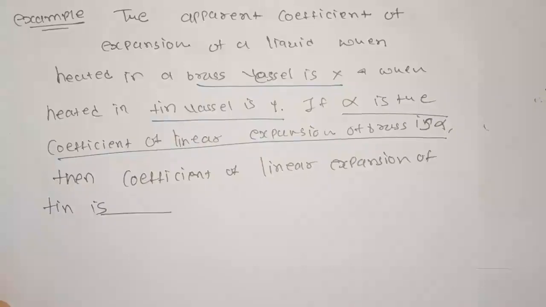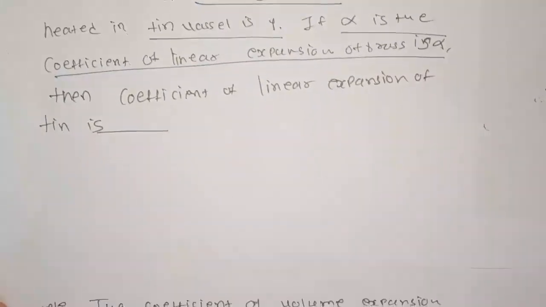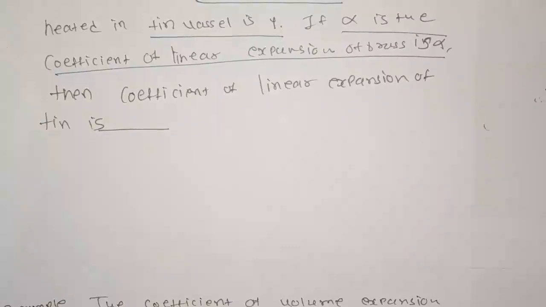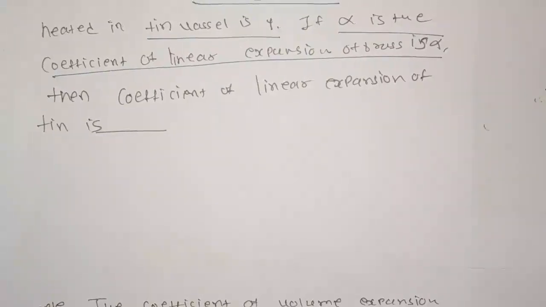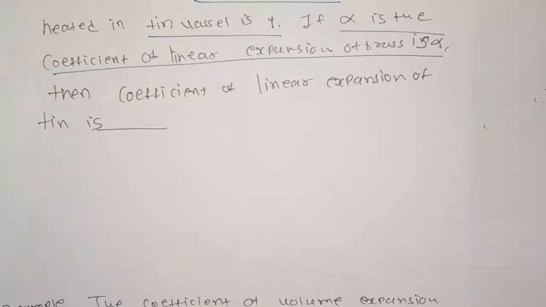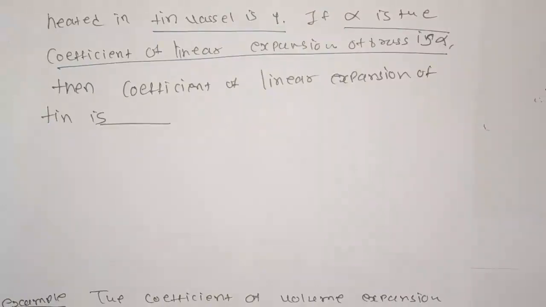We want to find the linear expansion of tin. Here, the apparent expansion means that due to the rising temperature, the volume of the container will also increase and the volume of the liquid will also increase. So the apparent expansion means the volume of liquid increased minus the volume of container increased.